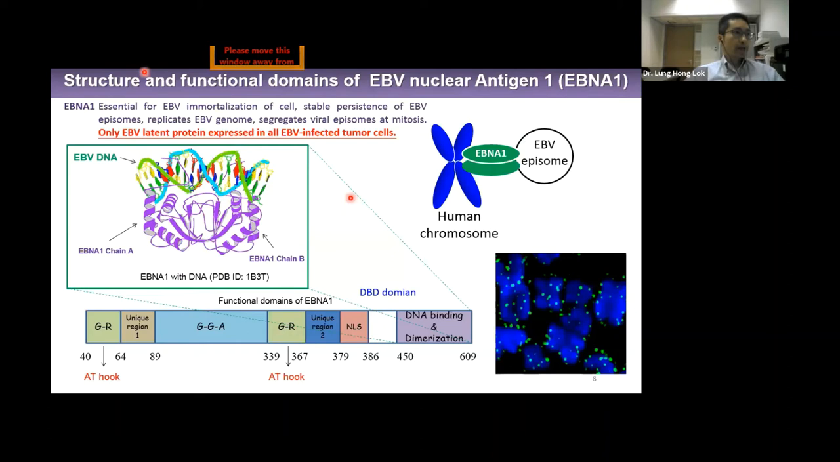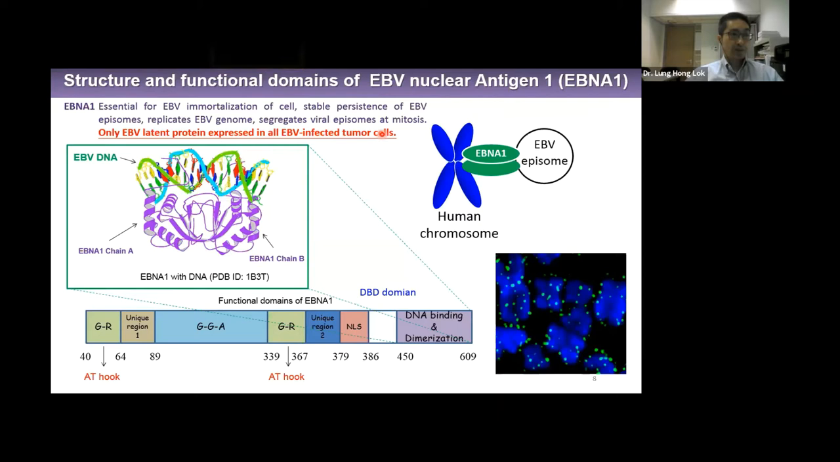And there are a number of EBV latent proteins. And this one is very important, we think. It's called EBNA1. The full name is EBV nuclear antigen 1. And this protein, just by the name, you can guess it is present in the cell nucleus, okay? And this protein is the only EBV latent protein expressed in all EBV infected cells. And there must be a reason.